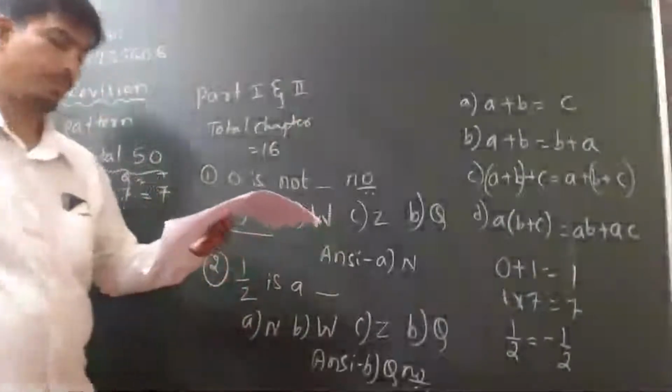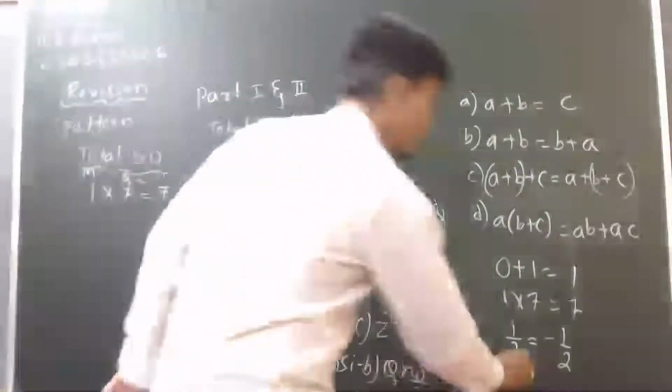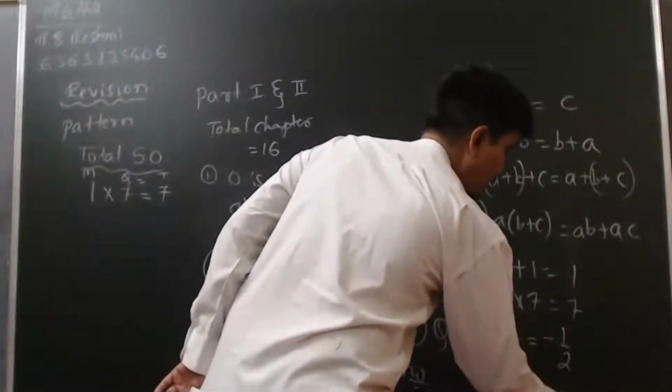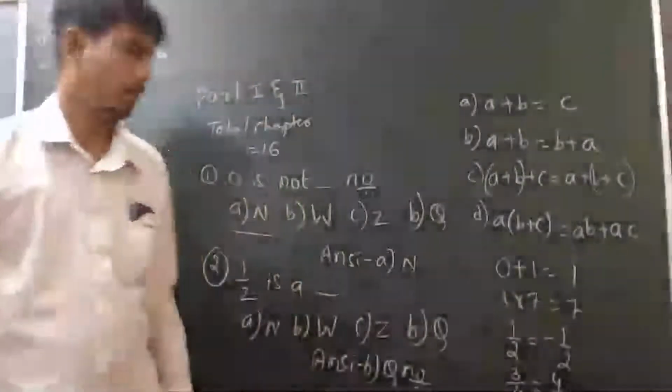And then we have multiplicative inverse, that is reciprocal. What does that mean? 3 by 4. What is the multiplicative inverse or reciprocal of 3 by 4? 4 by 3.